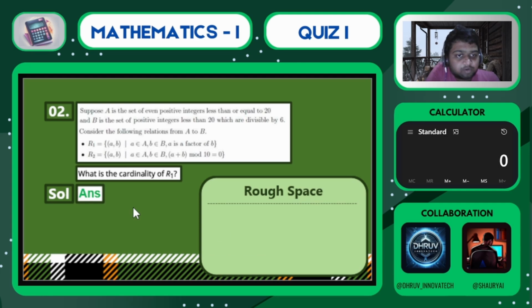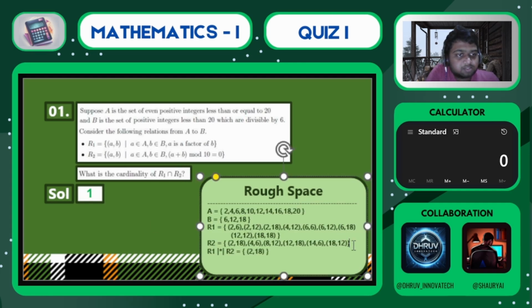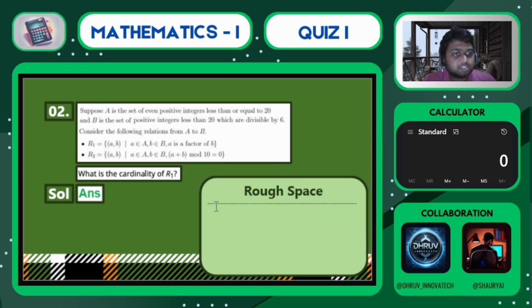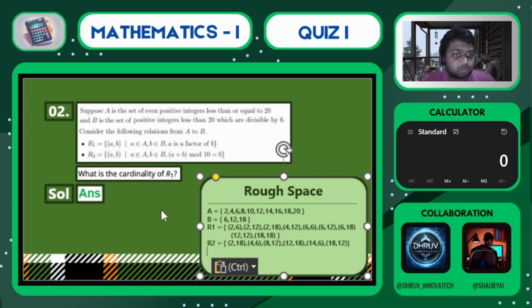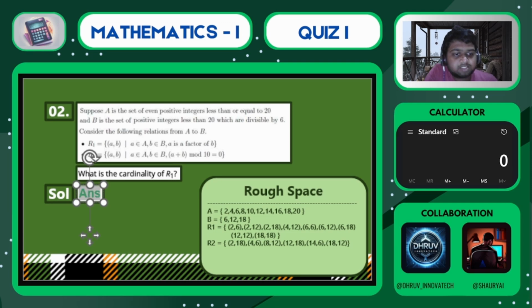Now let's move forward to the second. Here we are asked the cardinality of R1, meaning the number of elements in the set R1 or relation R1. Here 3, 4, 5, 6, 7, 8, 9. So the second question's answer is 9. It's the cardinality of R1.